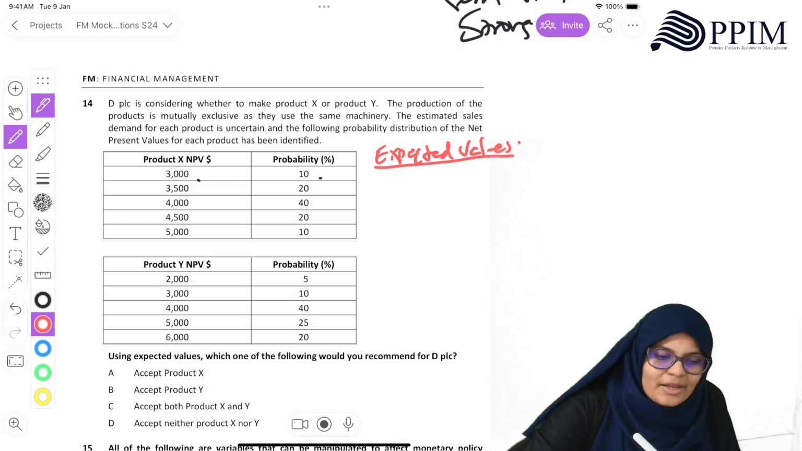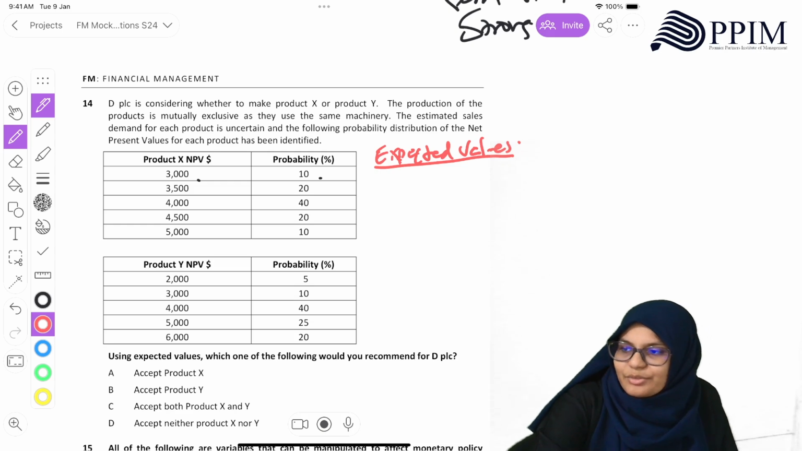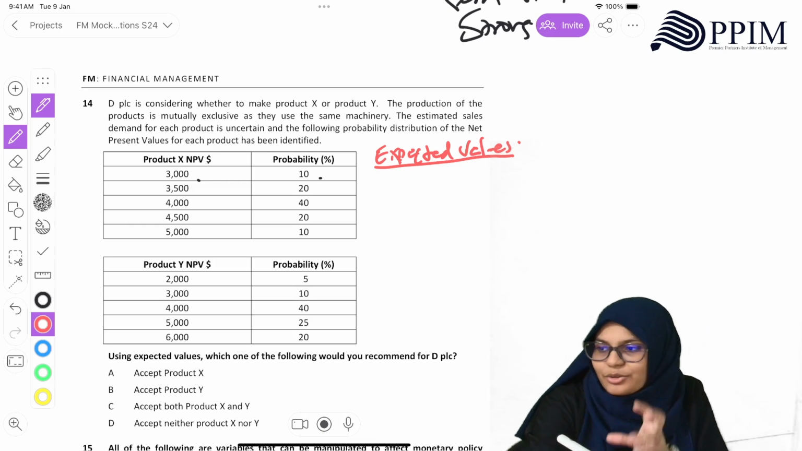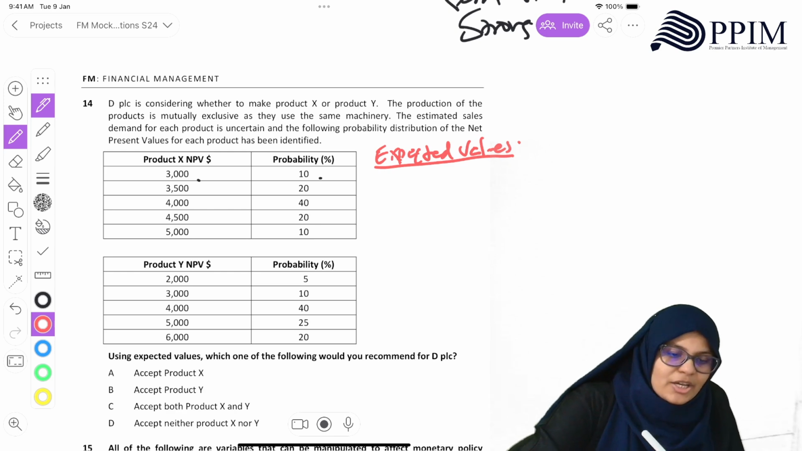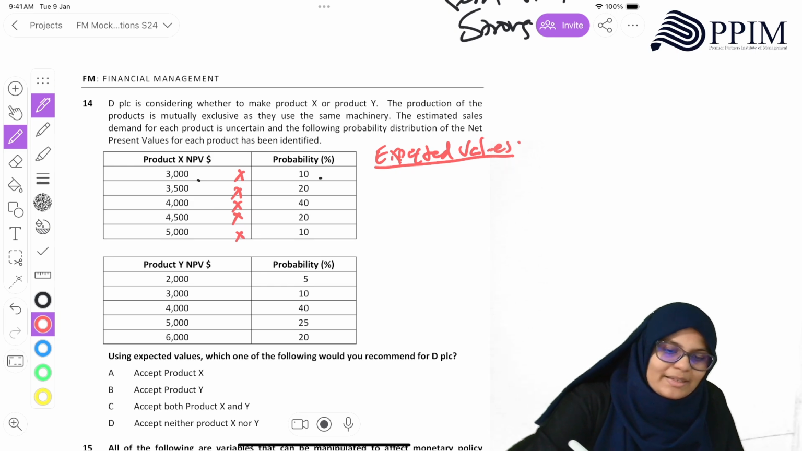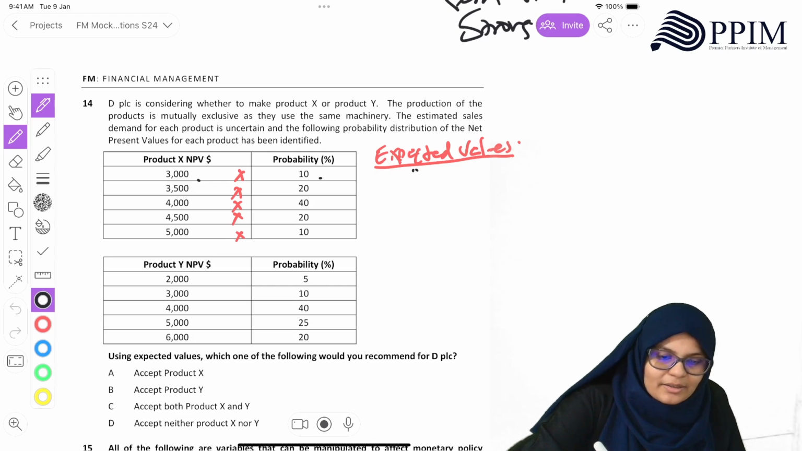How do you do that? You have the NPV and, right? So I have told you, whenever you are doing expected values, when you are using the word and, you have to multiply, right? So it will be 3000 into 10%, 3500 into 20%, 4000, 4500 and 5000, all you have to multiply with the probabilities. Right, so 3000 into 10% will be 300.